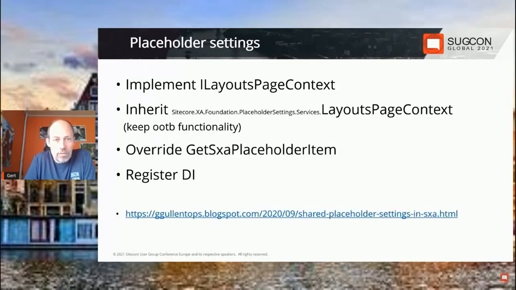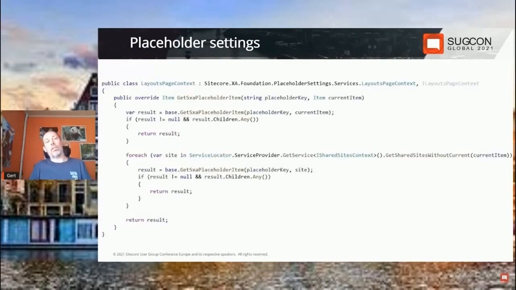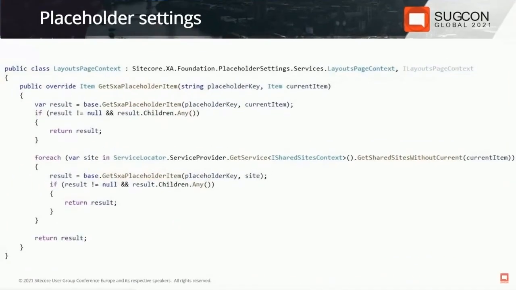Code is available, but let's have a look at this one, because we're using a principle and some code here that, well, will come back a lot in solutions that have to do with sharing like this. So as mentioned, the get SXA placeholder item. The first thing we will do is call the base function, so the out of the box one. If that has any results, we just return those and get out. So that's actually the base implementation.